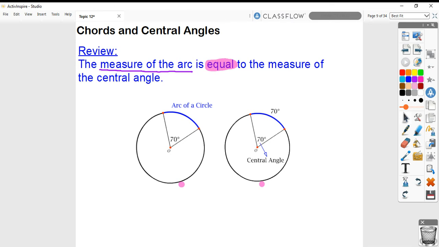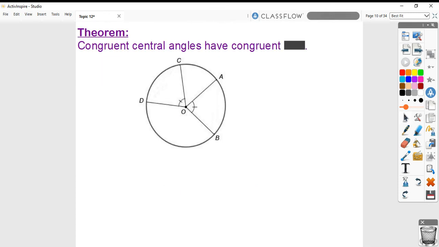So when we talk about the measure of an arc, it is talking about the measure of the central angle that's made by that arc. When we talk about a 70-degree arc or a 138-degree arc or whatever it is, we're talking about this angle down in the middle. Now then, with that out of the way, let's talk about a couple of theorems.